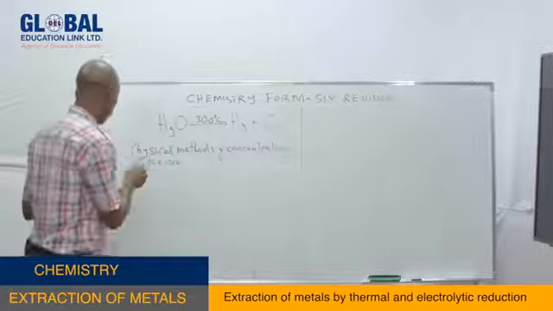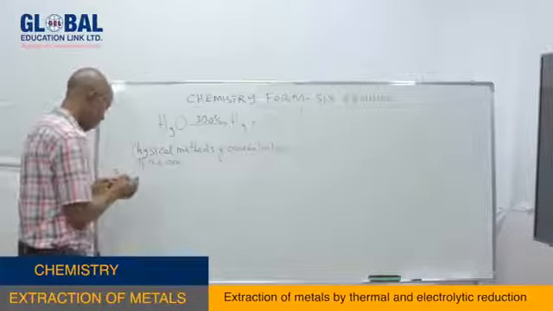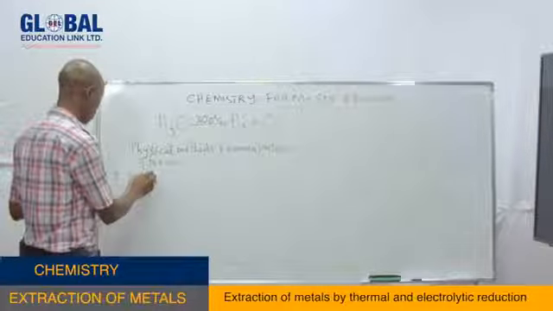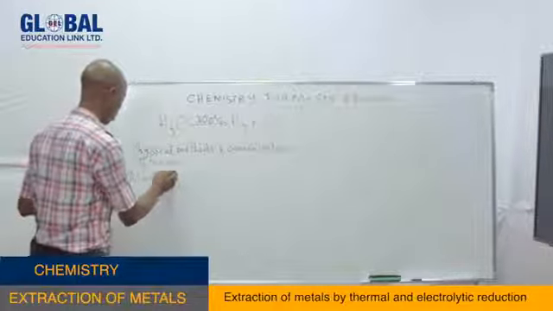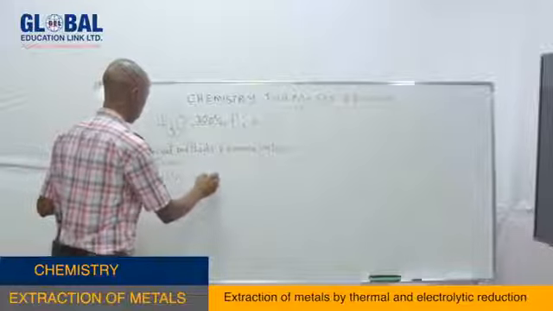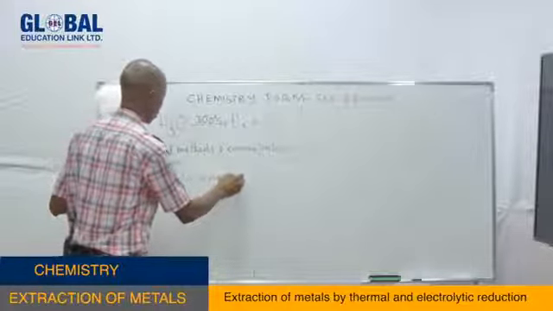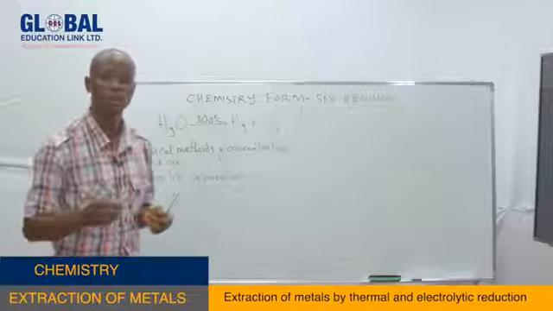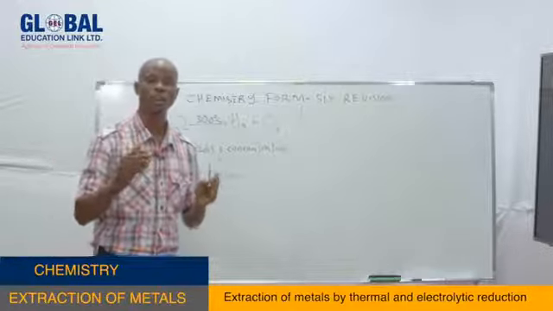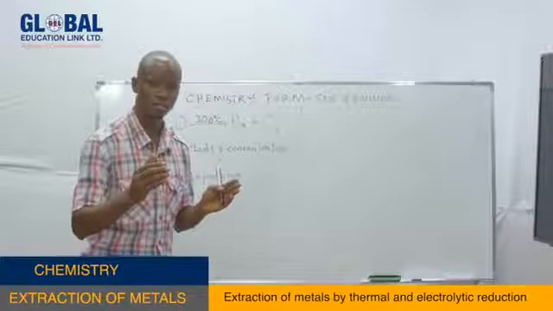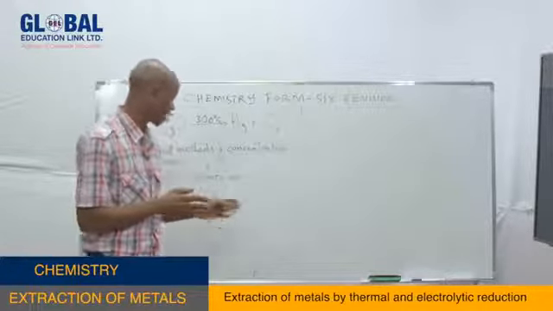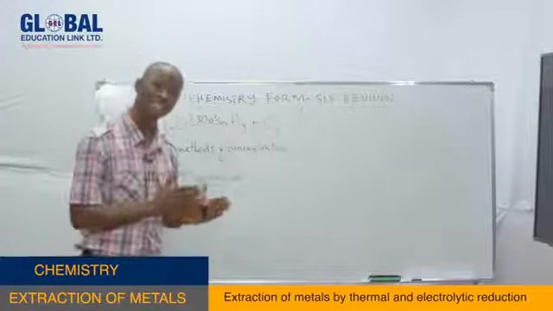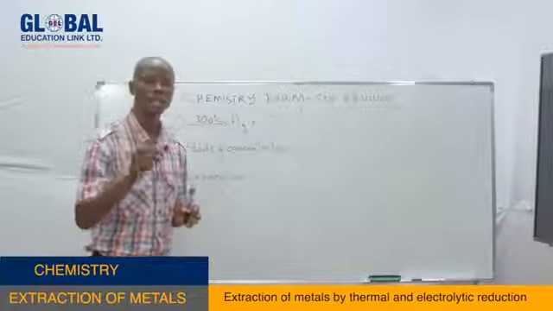Now, the first one that we have is magnetic separation. Magnetic separation is one of the methods of removing impurities from the ore. This is done to separate the magnetic impurities from non-magnetic ore.